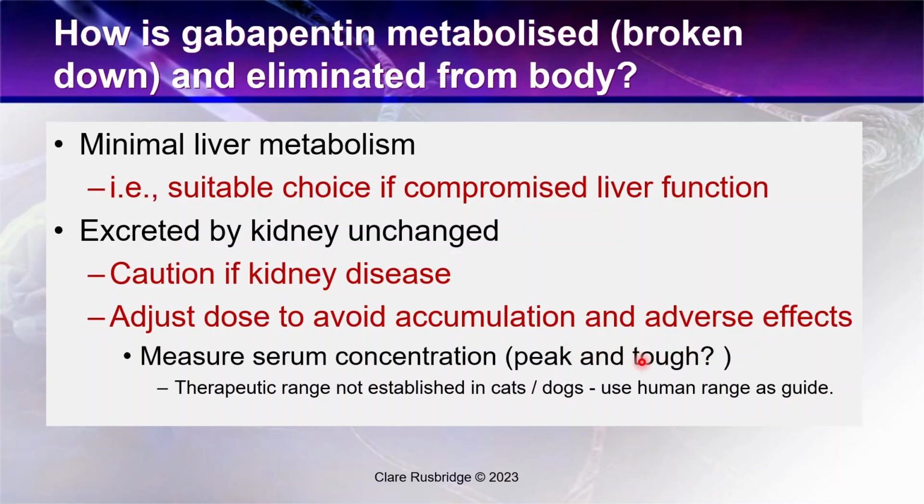And this should say the trough. I just realised this is a spelling mistake. And the trough, so when the drug is likely to be low, should be about 8 hours after dosing. The therapeutic range has not been established in cats and dogs, so I use the human range as a guide.